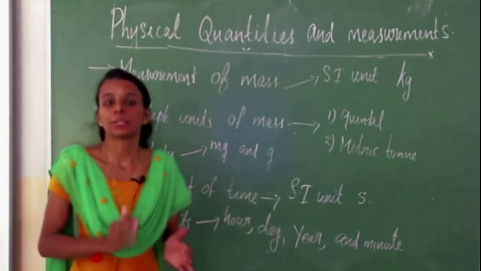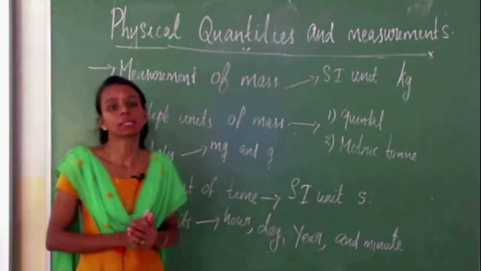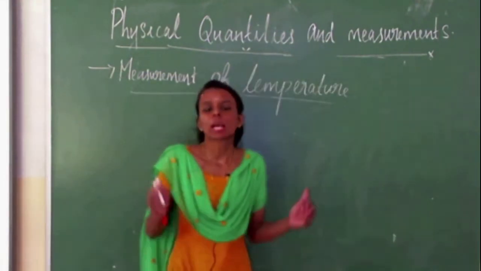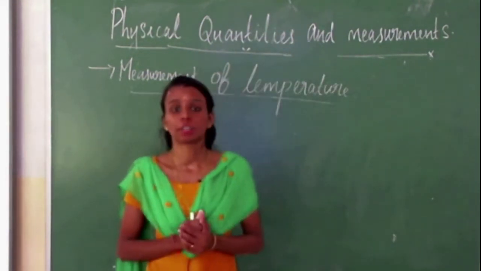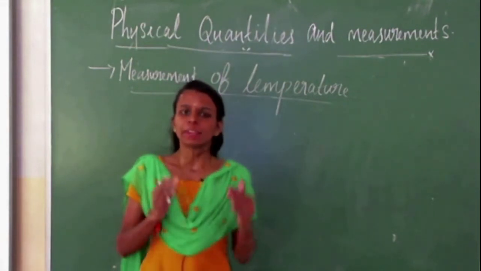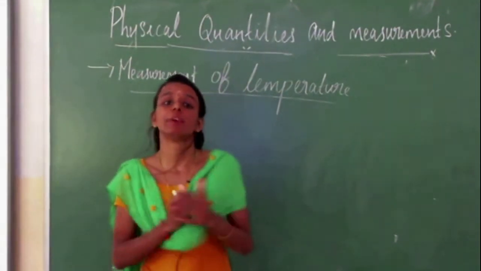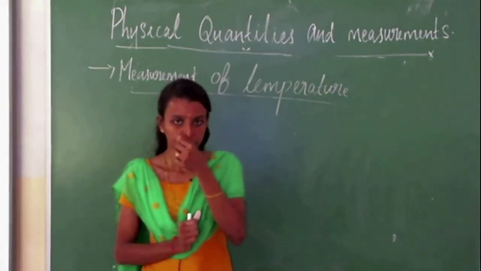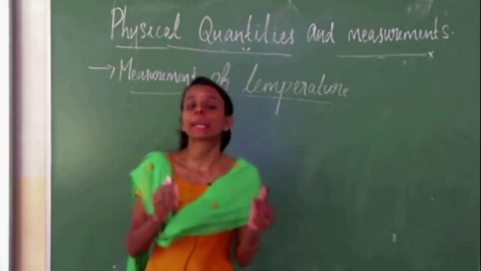Today we are discussing the details of the physical quantity, temperature. If we touch a hot object, we will feel very hot. If we touch a cold object, we will feel very cool. What is the reason? This is because of the direction of heat flow.